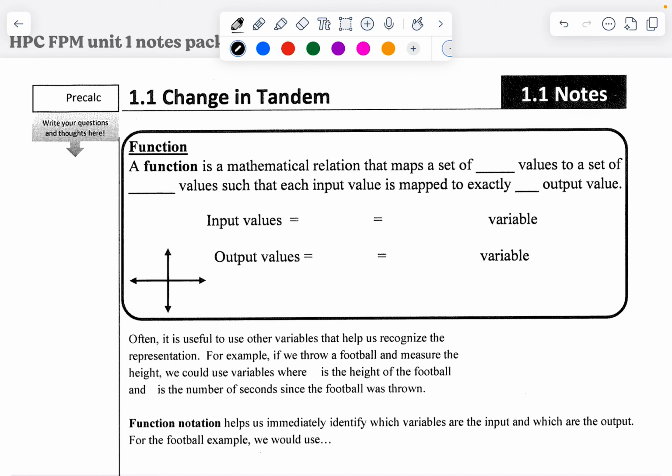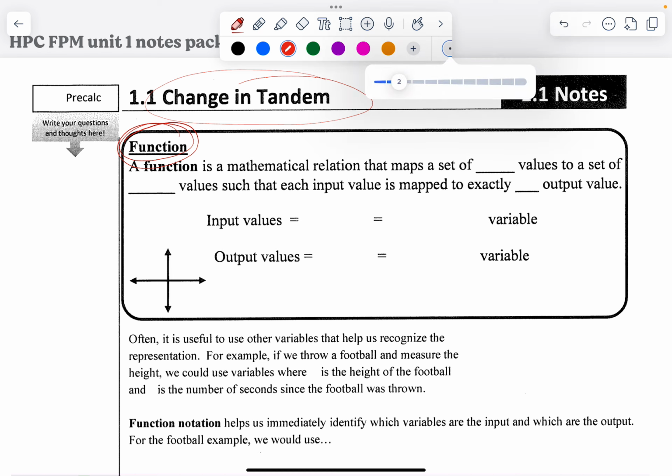So today we're talking about change in tandem, which means that we're changing at the same time alternatively. We're talking about functions. You've studied functions before. We're going to add to some of that understanding. We're going to also review some of those ideas right now.